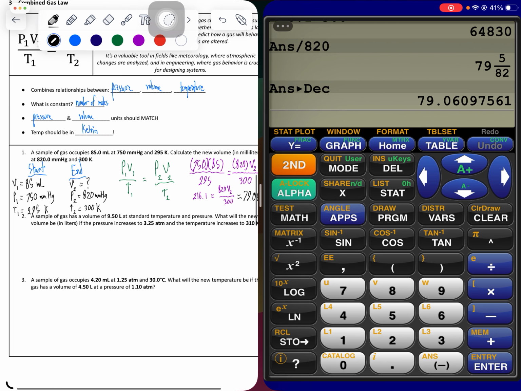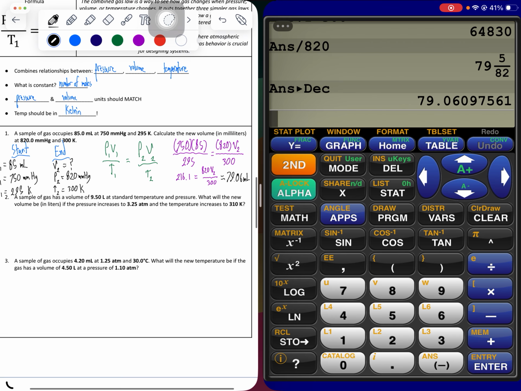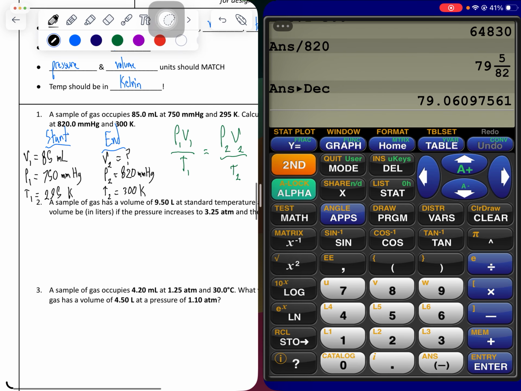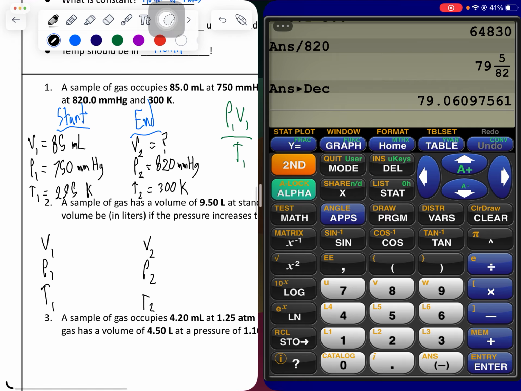Let's try our last two examples here. A sample of gas has a volume of 9.5 liters at standard temperature and pressure. What will the new volume be in liters if the pressure increases and the temperature increases? Okay, so identify our start and our end. We will start out with V1, P1, T1. We will then have V2, P2, and T2. Okay, the sample of gas has a volume of 9.5 liters. That's what we're starting with.